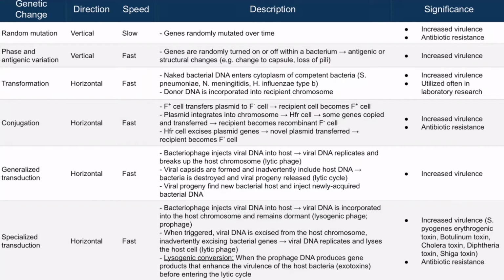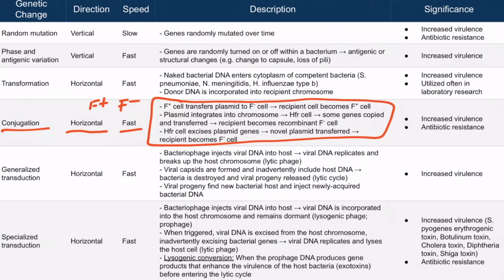Now let's talk about conjugation. This is also a horizontal transfer, and it's fast. And there are two types of bacteria in this conjugation relationship, the F+ and the F-. Now the notes of this process are described in detail here, and they're here for your reference, but it's easiest to show these graphically using a diagram.